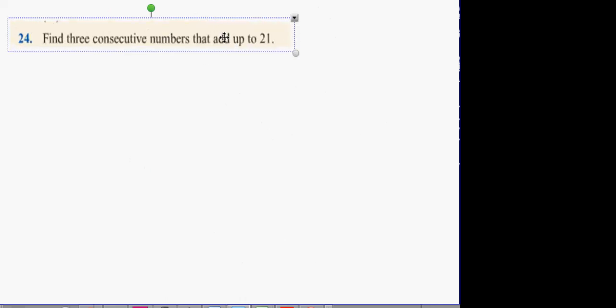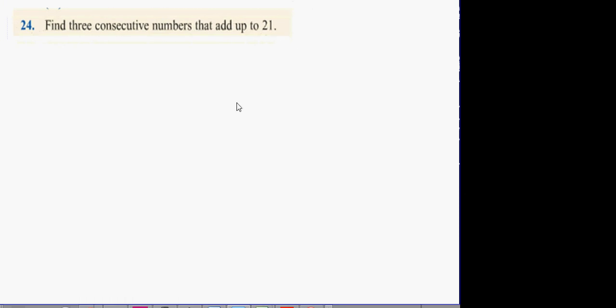Now, finally, here's a hard one. Three consecutive numbers. Consecutive numbers, I'll give you an example. 3, 4, and 5 are consecutive numbers. What does consecutive numbers mean? One after the other after the other.